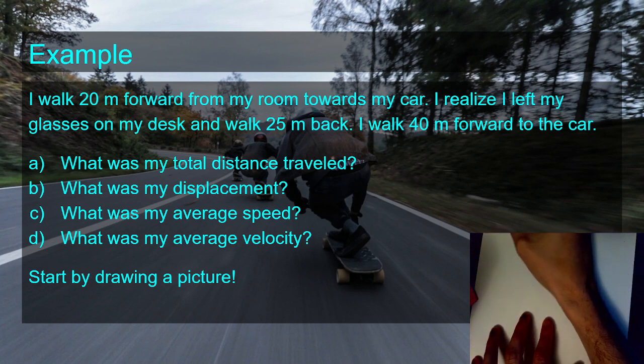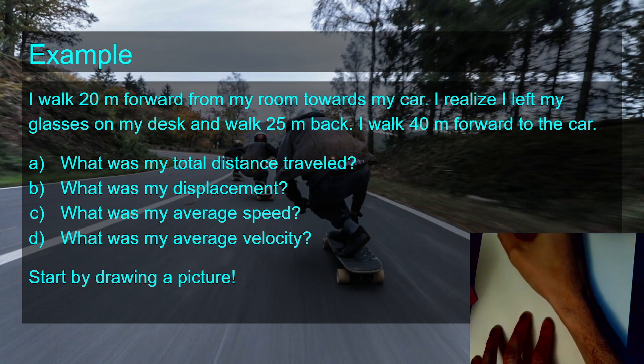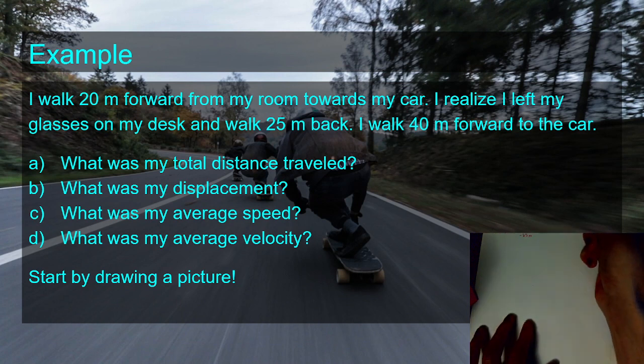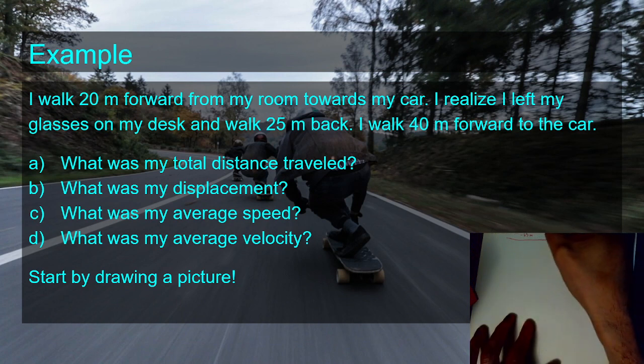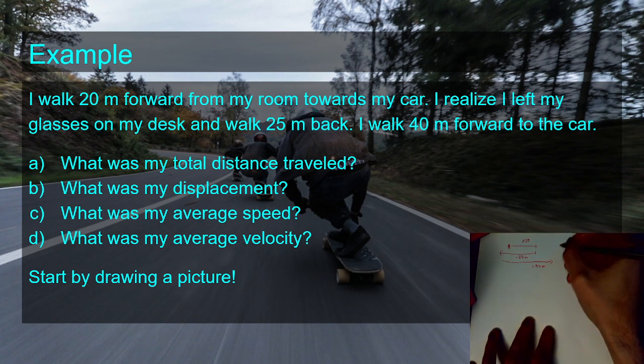So my picture is going to look like starting here, and then we're told, okay, well, we go forward by plus 20. And then we go backwards by minus 25. And then we go forward again by plus 40. A is asking us to find t dt.